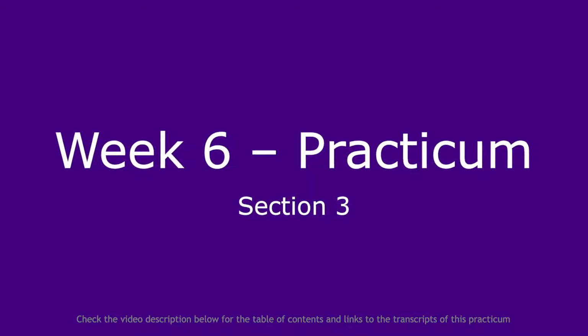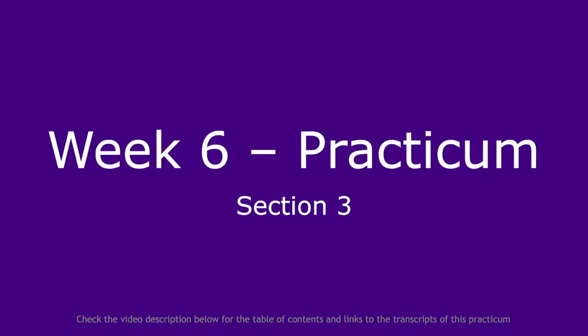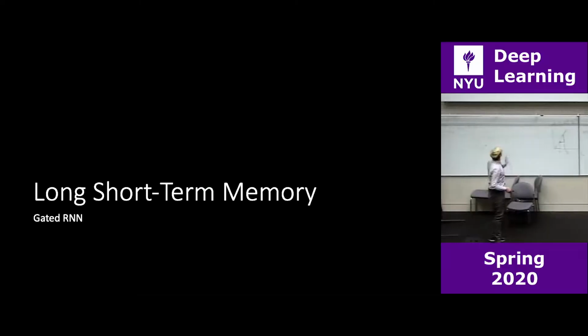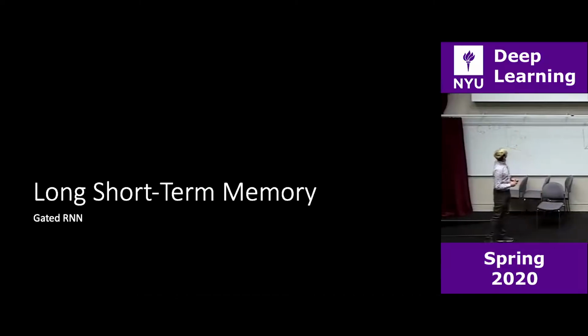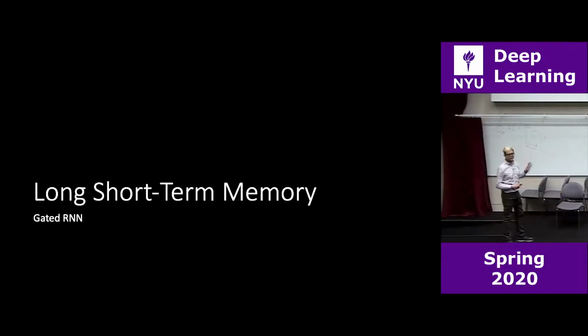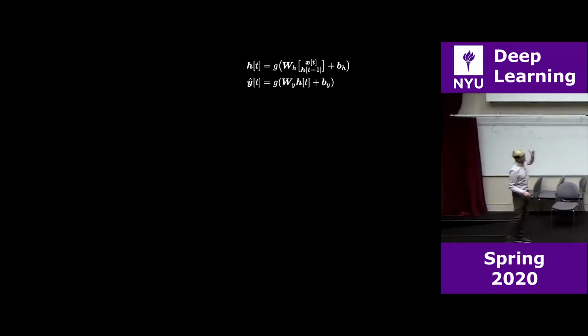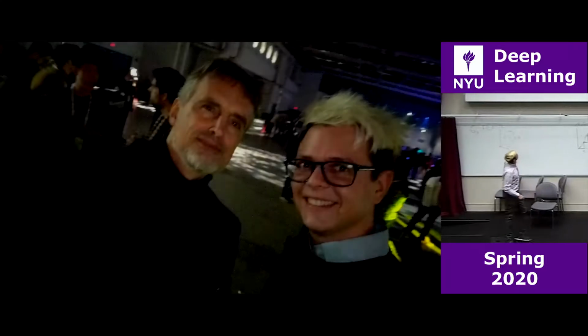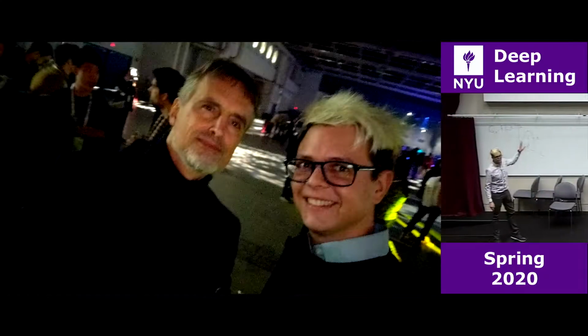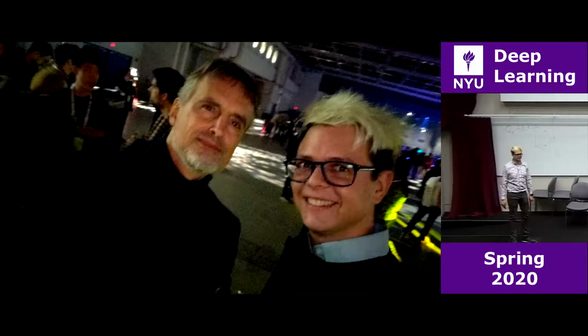All right, so let's figure out who made this and how it works, okay? So we're going to see now the long short-term memory, or gated recurrent neural network. Okay, this is the guy who actually invented this stuff. Actually, him and his students back in 1997. And we were drinking here together.